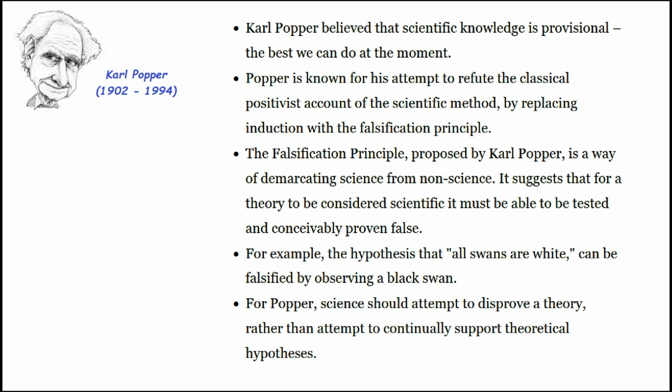That's why they're irrational. And it says Popper is known for his attempt to refute the classical positivist account of the scientific method by replacing induction with a falsification principle. Okay, what is the falsification principle? Well, it's proposed by Karl Popper, is a way of demarcating science from non-science. Okay, so the guy who doesn't do falsification is a non-scientist. Okay, it suggests that for a theory to be considered scientific, it must be able to be tested and conceivably proven false. Proven false to whom?